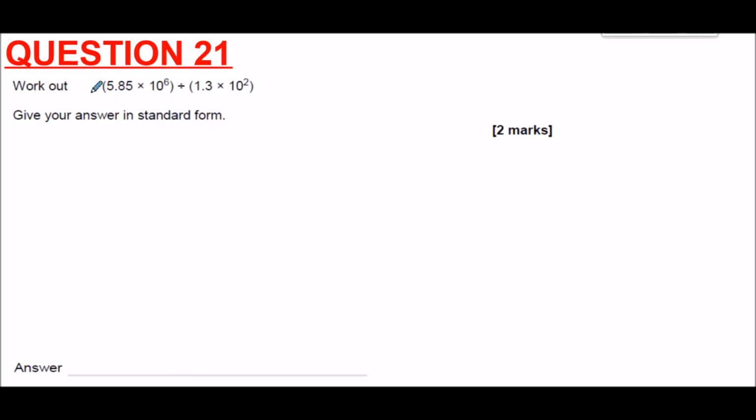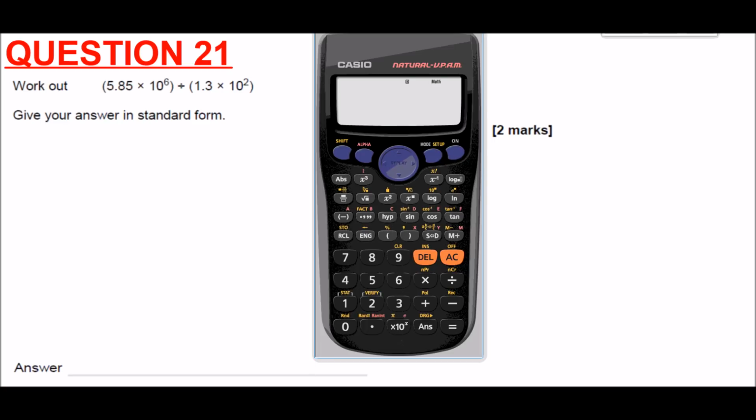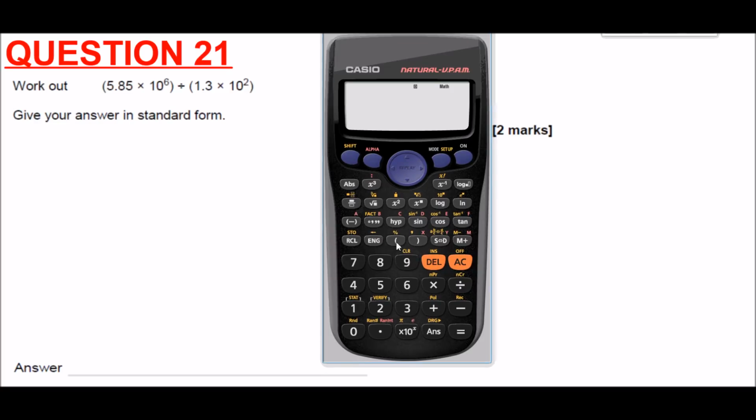Question 21. You need to work out 5.85 times 10 to the 6, all of that, divided by 1.3 times 10 to the power 2, giving your answer in standard form. This is where practicing on your calculator will pay off. So let's type it in exactly as it appears. 5.85. There is a standard form button, but I don't like using that normally. You can use it. I'd rather just use the power buttons. Either or, doesn't really matter, as long as you're comfortable doing it whichever way you'd prefer.